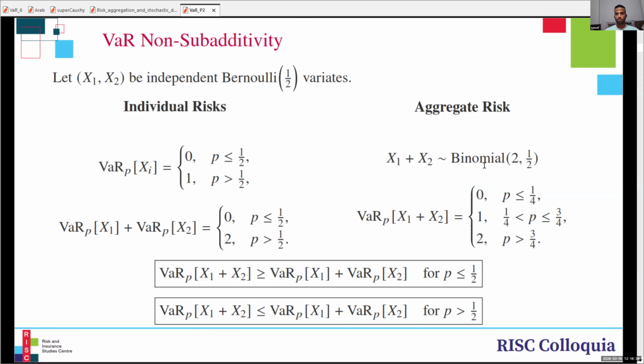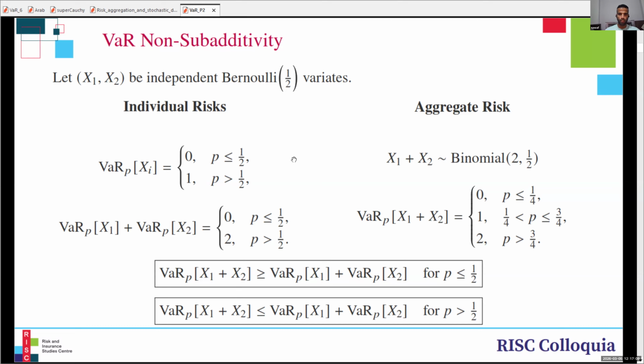And for the VaR of the sum, now we have a binomial, so we have to work out the inverse of that cumulative distribution function, and you get either 0, 1, or 2. We have 0 whenever p is less than or equal to a quarter, 1 between 1/4 and 3/4, and 2 if we are greater than 3/4. Okay, now let's compare this VaR to that VaR: the VaR of the sum versus the sum of the VaRs.